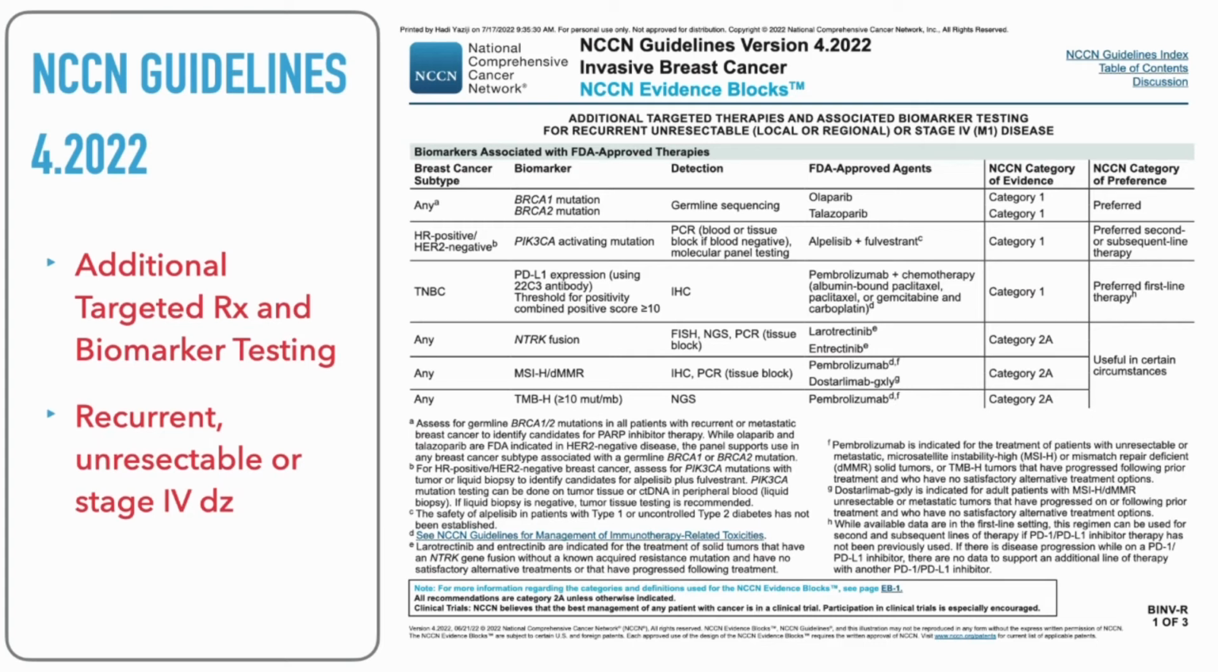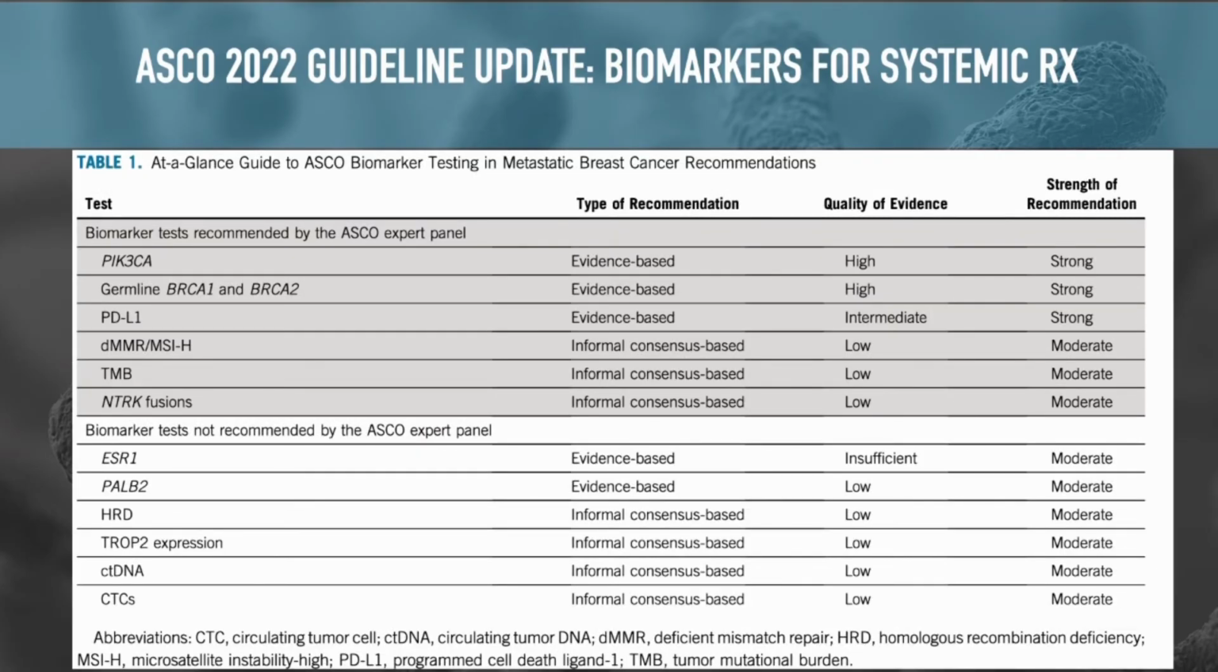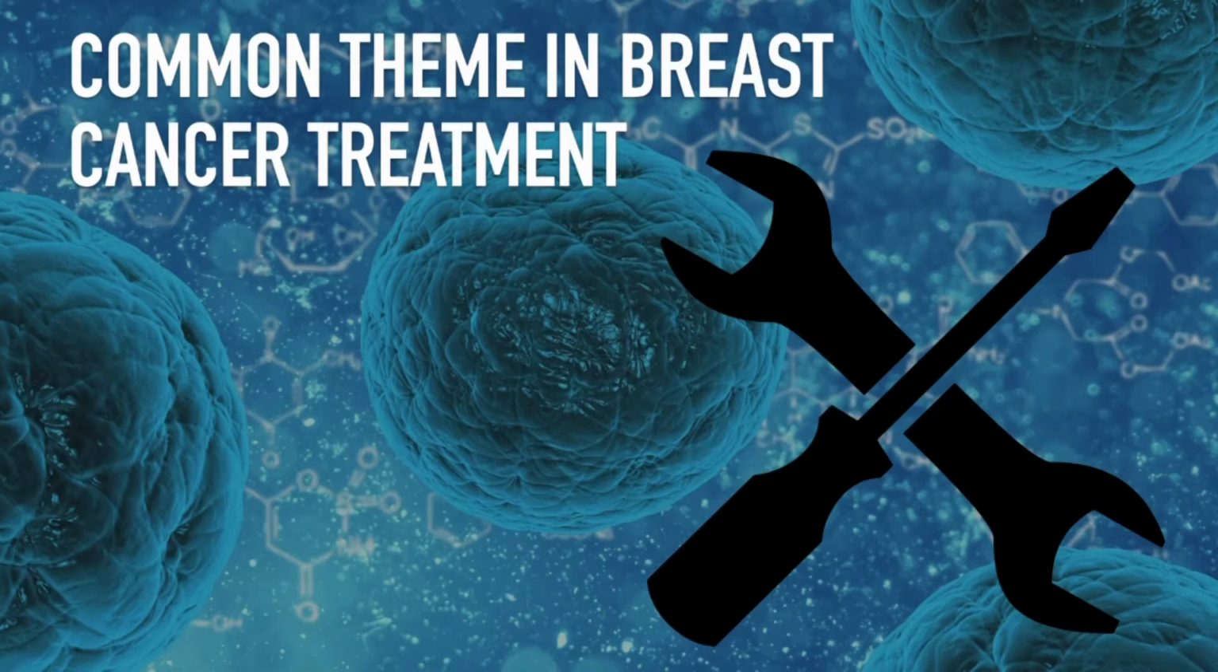And this includes modalities such as BRCA1, BRCA2 testing, PIK3CA mutation, PD-L1 testing by immunohistochemistry, and NTRK fusion by either FISH, NGS, or PCR, and then MSI high or MMR deficiency by either immunohistochemistry or PCR, and then tumor mutation burden. The ASCO met, and they basically adopted the NCCN guidelines, which are identical.